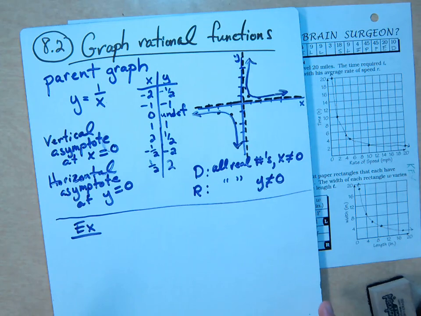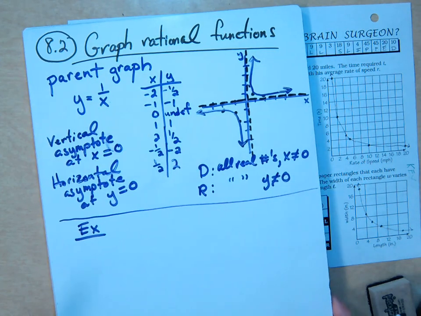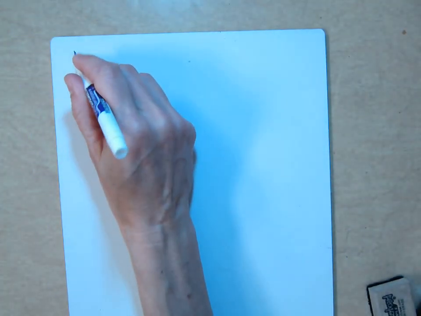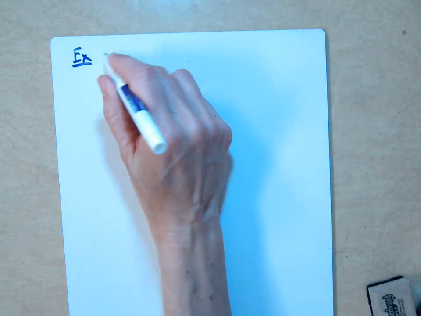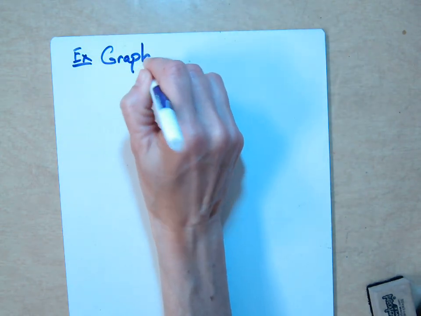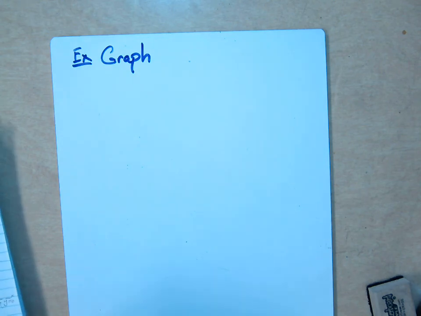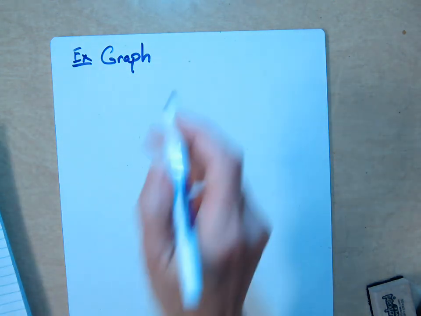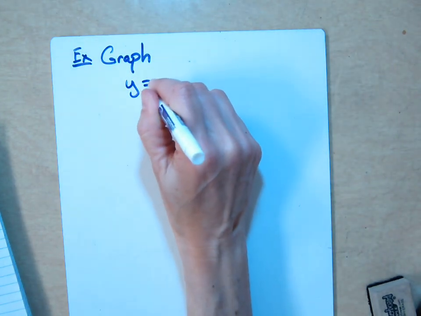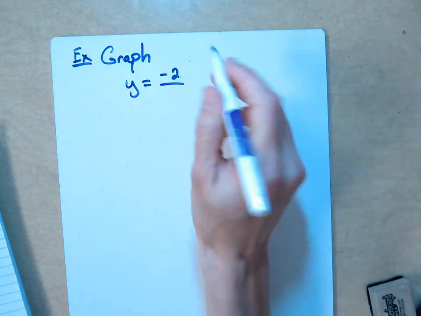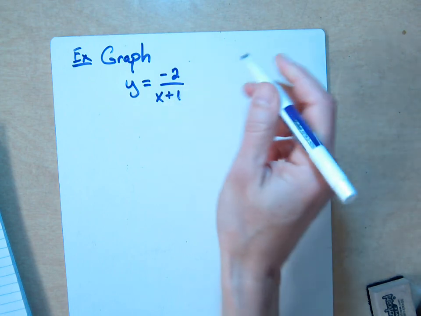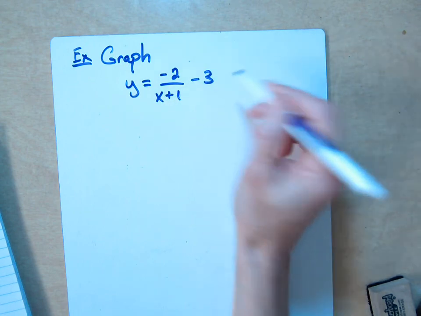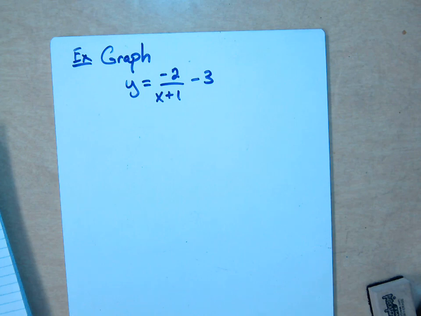So let's say, actually I'm going to use a new board. So let me move this out of the way. Let's say I have: graph and state the domain and range. This is exactly what you're going to do in your assignment. Graph y equals -2 over x plus 1, minus 3. This is the hardest level that you would have to do. Okay, I want to graph that.